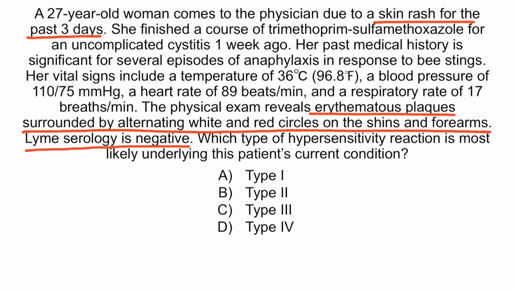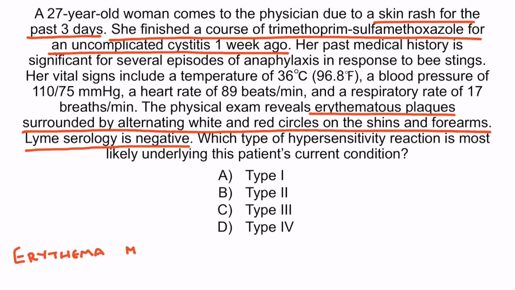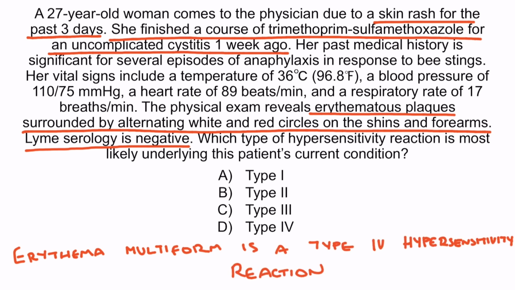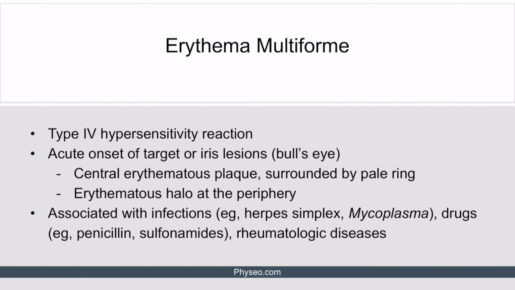Lyme serology is negative, making Lyme disease an unlikely cause of this patient's bullseye rash. She finished a course of trimethoprim sulfamethoxazole for an uncomplicated cystitis 1 week ago. Therefore, her rash is likely a delayed reaction to the sulfonamide antibiotic, causing erythema multiforme. Erythema multiforme is an example of a type 4 hypersensitivity reaction, so the correct answer here is option D. Here is a slide reminding us of the clinical features and high-yield associations with erythema multiforme.